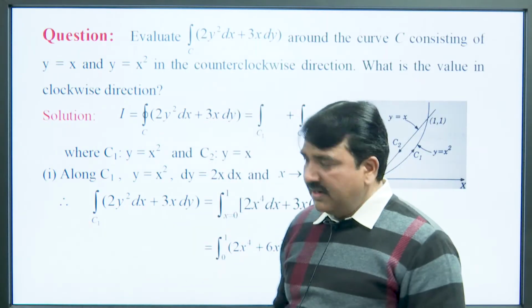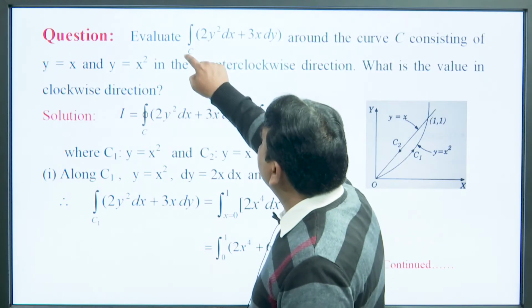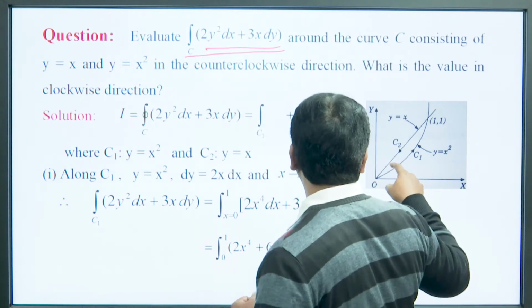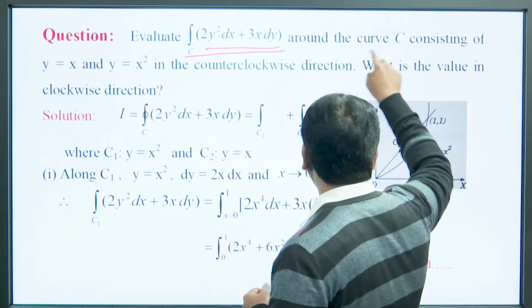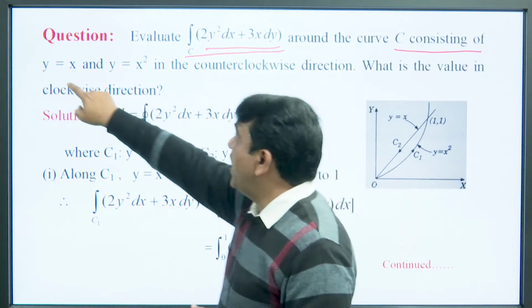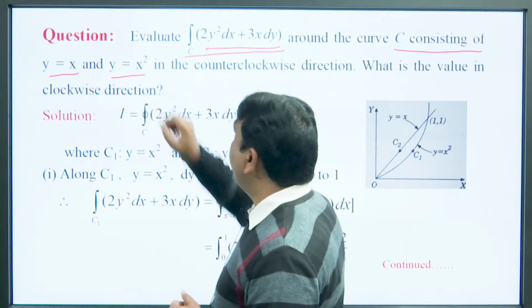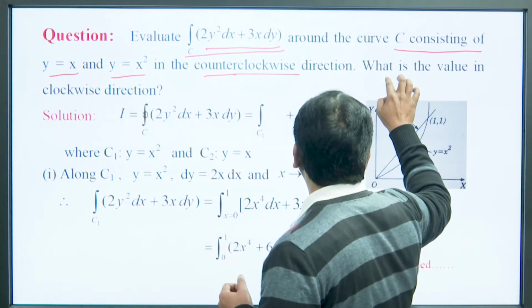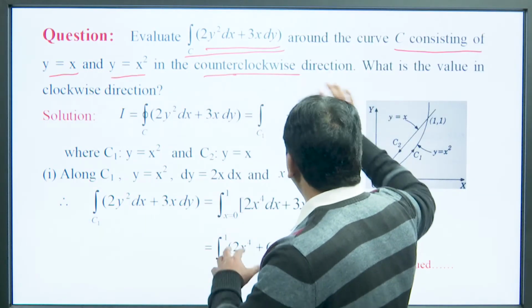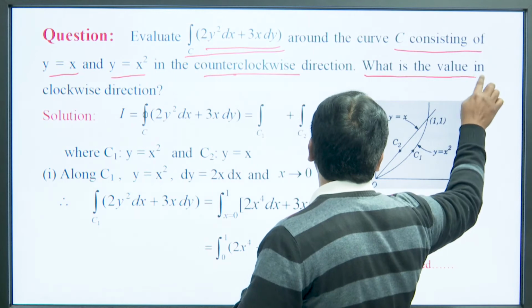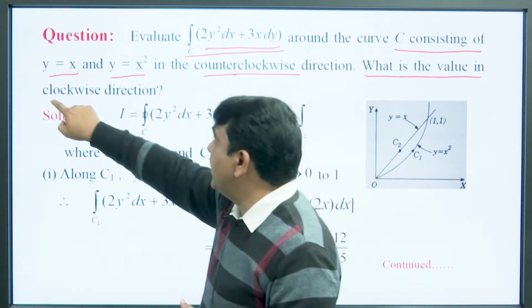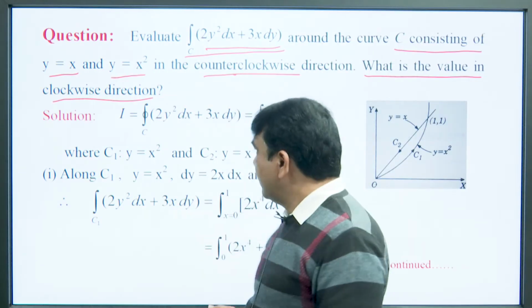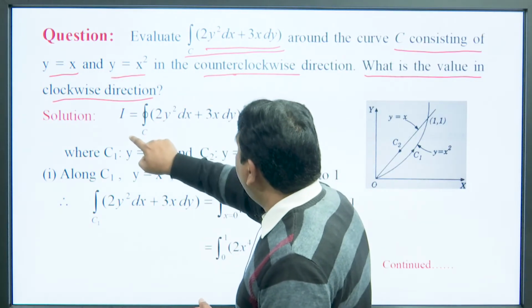Now, let us integrate this function along the closed curve C. Here we have taken the closed curve C, consisting of y equals x and y equals x squared in the counterclockwise direction, and after evaluating this we have to find the value of the integral in the clockwise direction. So, let us first find the counterclockwise direction. Here the integral I is this.